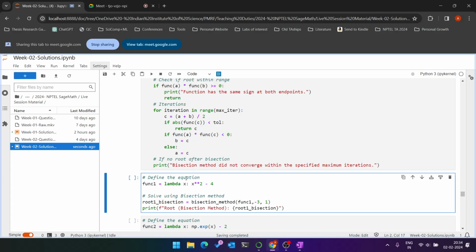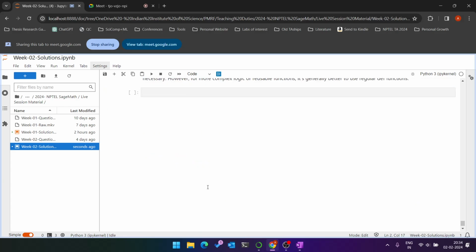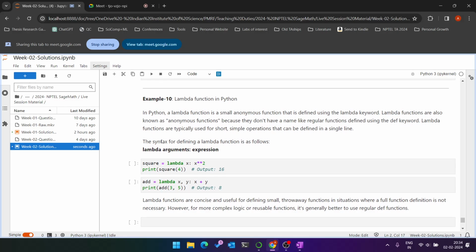So what exactly is happening here? I'll go to the section at the end where we look at the lambda function. In Python, we use lambda to create a small anonymous function for short, simple operations that you can just write in the same line. The syntax is you write lambda, you write the arguments involved, and you write the expression using those arguments.